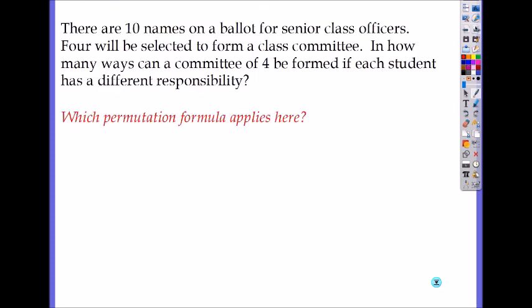So here, there are 10 names on the ballot for senior class officers. 4 will be selected to form a class committee. In how many ways can a committee of 4 be formed if each student has different roles, different responsibilities? So for this case, does the order matter or not? If you're going to pick 4 out of 10, this is president, vice president, treasurer, secretary. Would the order of picking 4 matter or not? Yes. One being a president is different than that person being a vice president, right? So for this case, the order matters, so we use permutation.